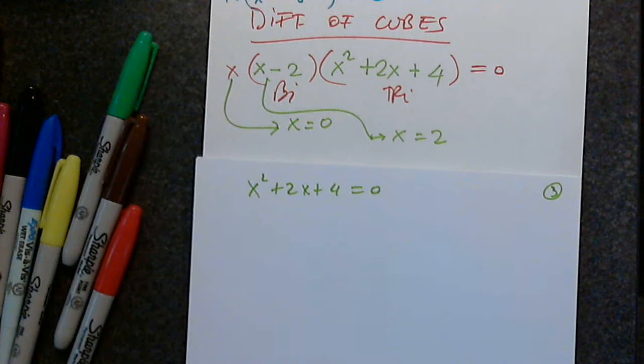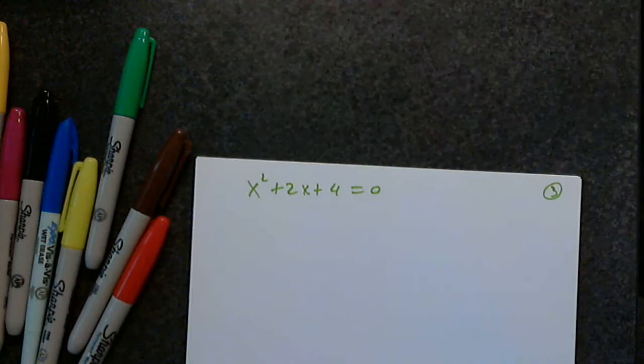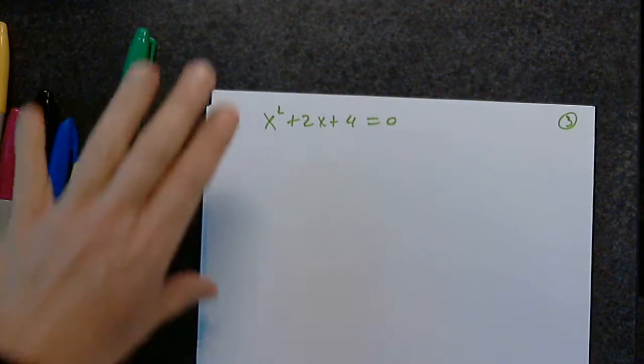Very good. I'm sorry? Can you use the factoring method? This is never factorable. You cannot find two numbers whose product is 4 and whose sum is 2. They don't exist. That's why we have to use the quadratic formula on this. Good question. Anything else? Is there anything else?